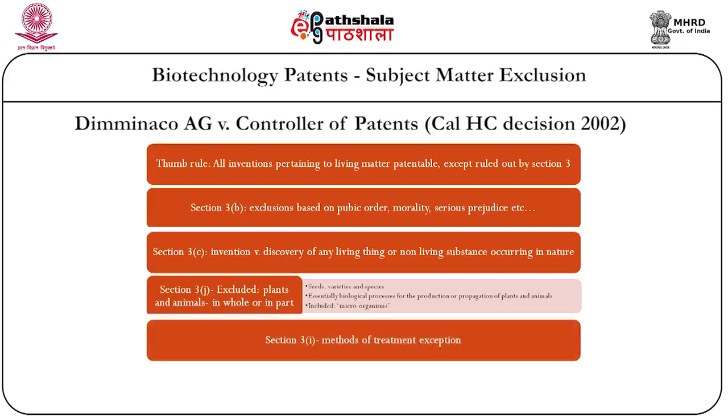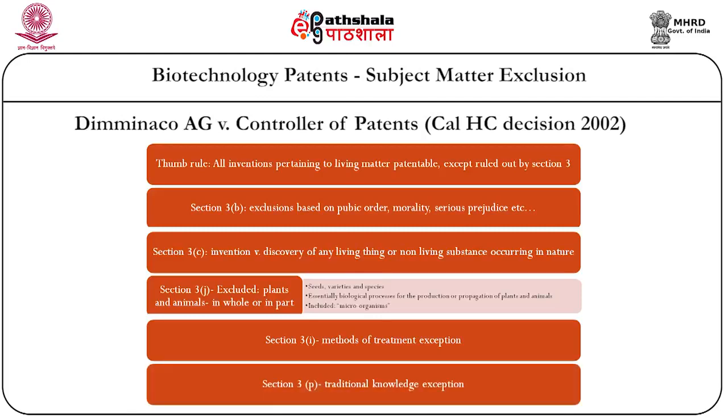The fourth kind of exclusion relates to the methods of treatment exception, whereby diagnostic, therapeutic, surgical methods that are used for treatment of humans are excluded. Now, section 3(p) is another exclusion, that is a fifth and final one, wherein traditional knowledge or an invention that is essentially based on traditional knowledge is excluded. So these exclusions have huge implications on biotechnology subject matter. Now, we have the biotech guidelines issued by the Indian Patent Office. You can refer to your module wherein the exclusions and their possible meaning have been discussed in detail.